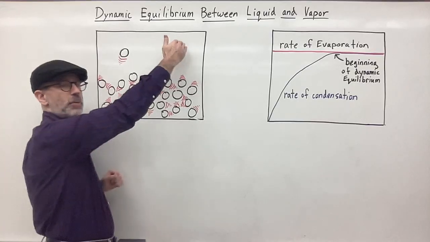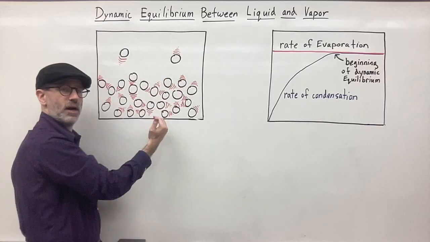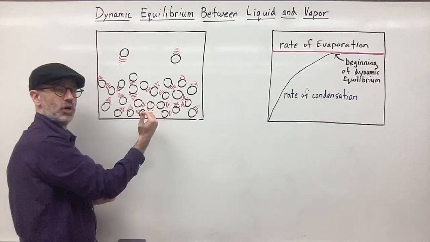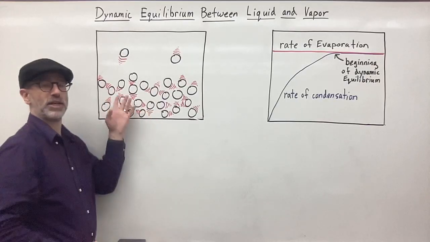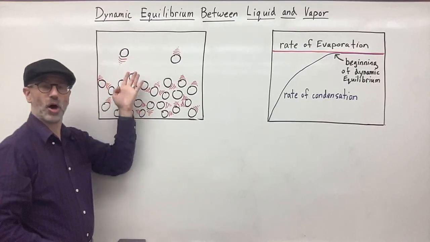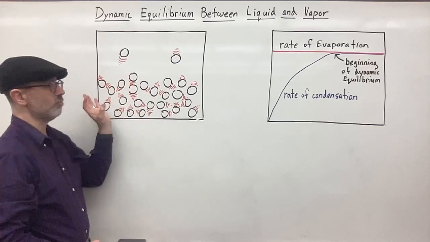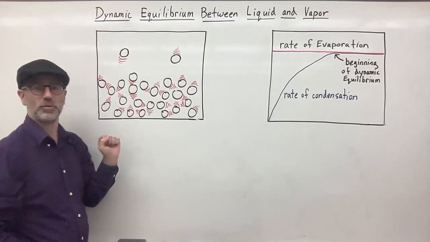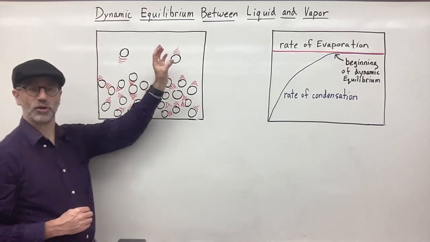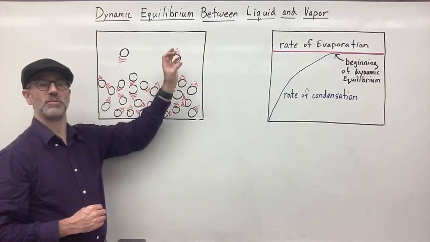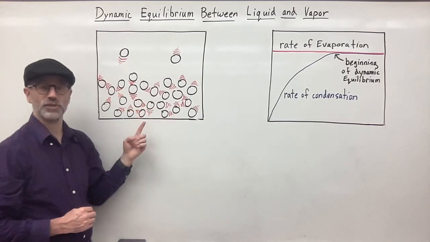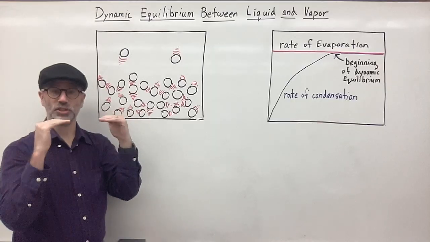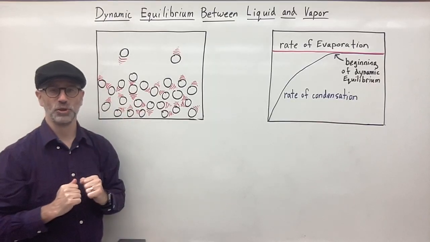So the rate at which the particles get absorbed, which is the condensation process, is going to be equal to the rate of the evaporation process, where the particles are being released. So the number of particles being released from the liquid phase into the vapor phase will be equal to the number of particles being absorbed into the liquid phase from the vapor phase. We call that point at which the rates are equal the dynamic equilibrium.